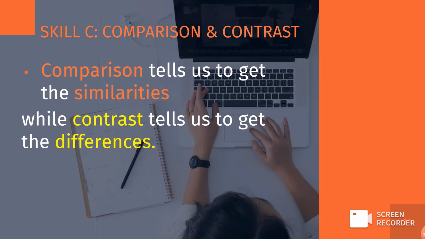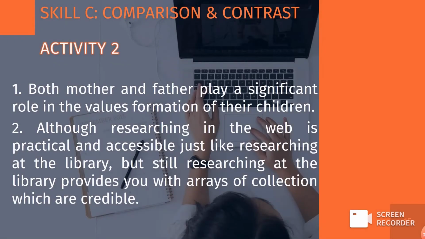So here are the highlighted ideas. For comparison, we are looking for the similarities. For contrast naman, we have differences. Now, for your activity 2, all you need to do is identify whether the given sentence is comparing or contrasting. So, for number 1, both mother and father play a significant role in the values formation of their children. Is it comparison or contrast?